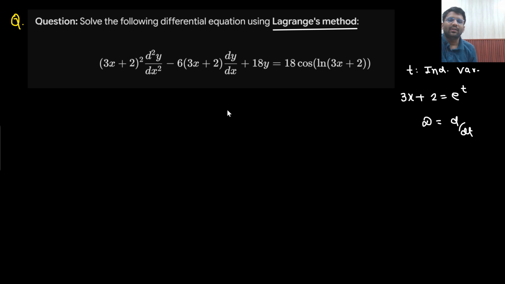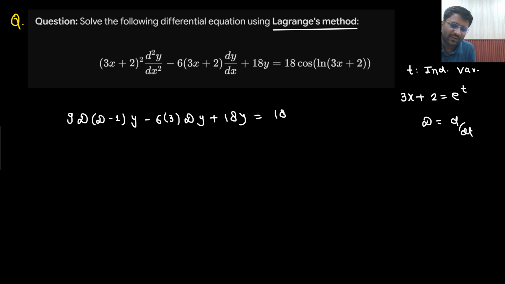These many things, sir, I already know. Previously what used to happen is that x square d square by dx square would have been replaced with D into D minus 1, sir. Right? But this time what will happen is that you ignore this, 3 square will come into action, that means it will become 9. Minus 6 into, this time you ignore this, 3 will also come into action, so this will become 6 into 3, x dy by dx will be Dy, plus 18y equals 18 cos ln e to the power t, right?